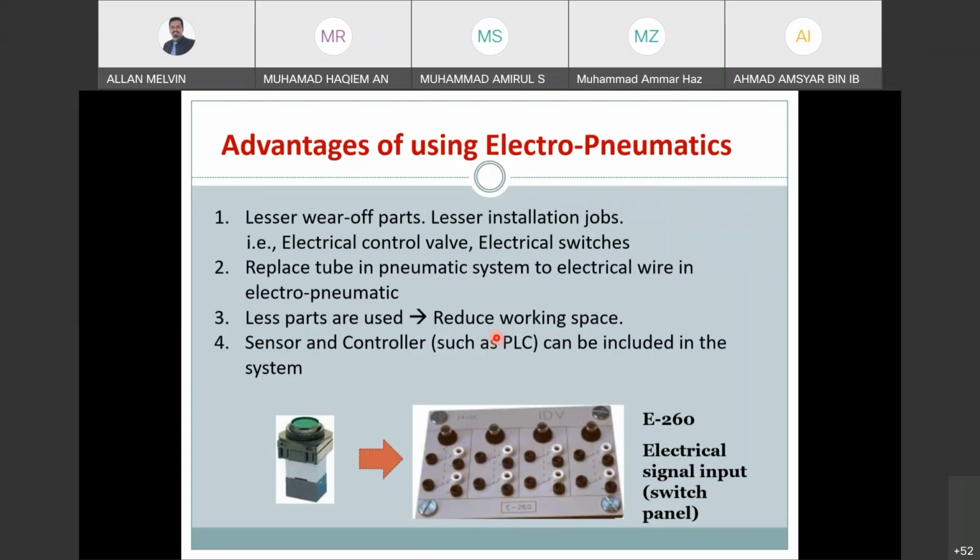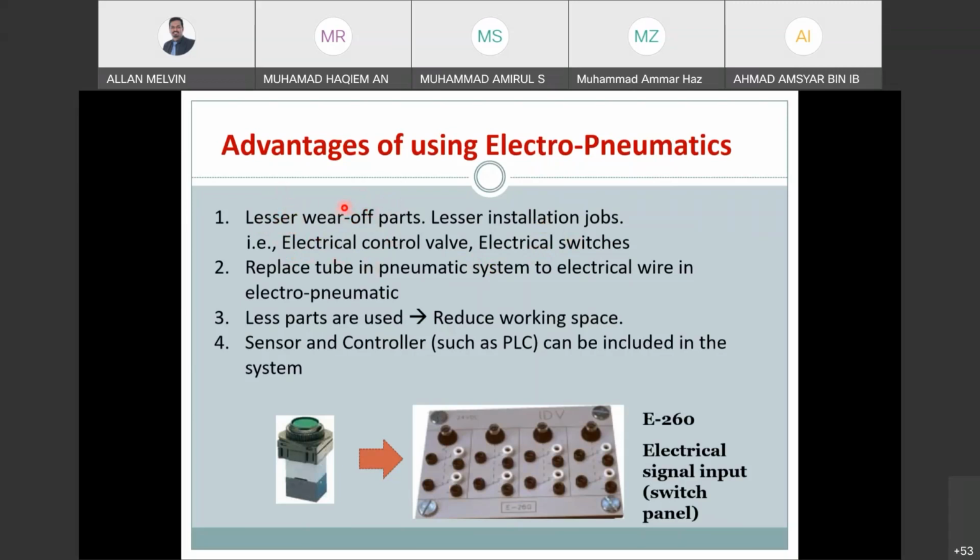Usually we just connect to the electrical supply, and then we can get electrical supply. You don't need to generate it. So you don't need to go to the dam and generate your own electrical power. No, it's already generated and available at our disposal. Okay, so you can utilize this, and one of the advantages of using electro-pneumatic is lesser wear of parts.